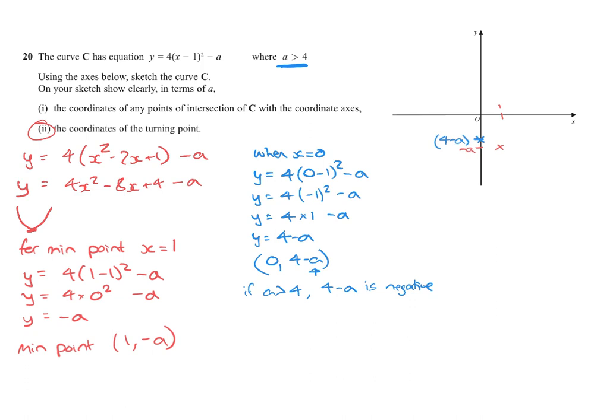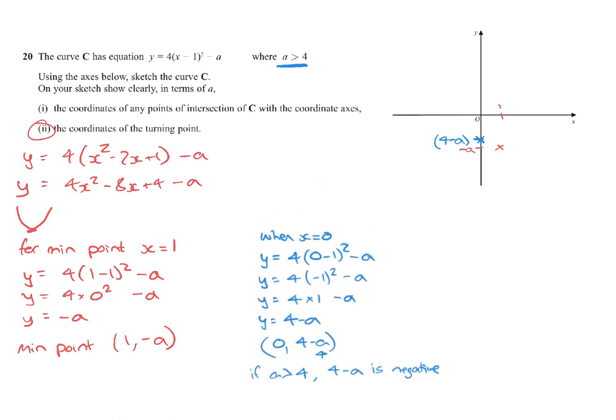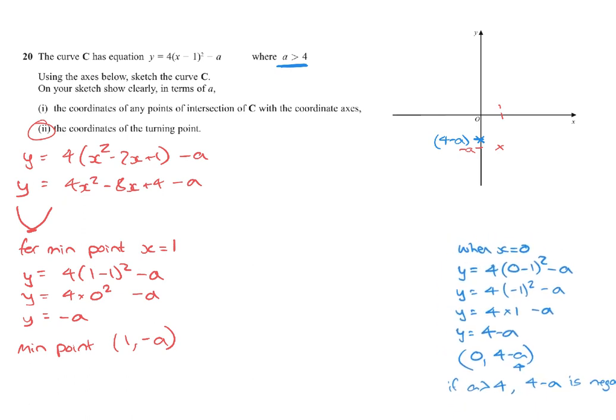What about the x, where it cuts the x-axis? Well, it's a quadratic, so it's going to cut it twice, and we need to put y equals to 0. So let's move some of this stuff along and out of the way. Just take this if I can, and I'm going to put that over there, just out of the way. So what happens when y equals 0? I'm going to get 0 equals 4 bracket x minus 1 squared minus a.